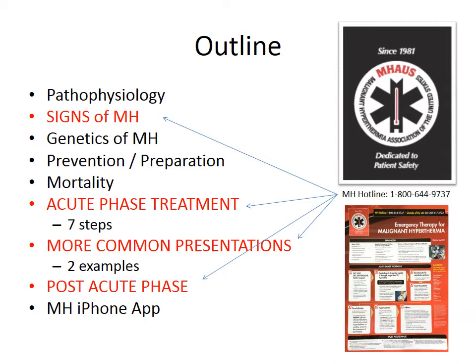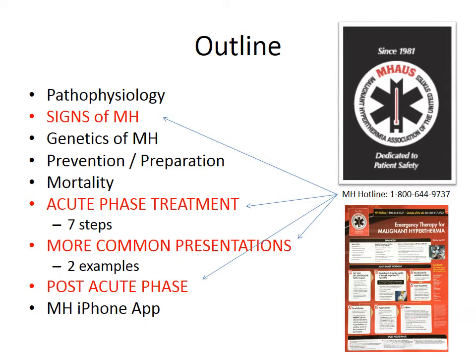So you'll notice that there are 4 titles on here that are in red, and they all have arrows that point from the MH hotline. There is a MH society known as the Malignant Hyperthermia Association of the United States, or MHAUS. That was established in 1981, and they produce an emergency therapy for malignant hyperthermia poster.